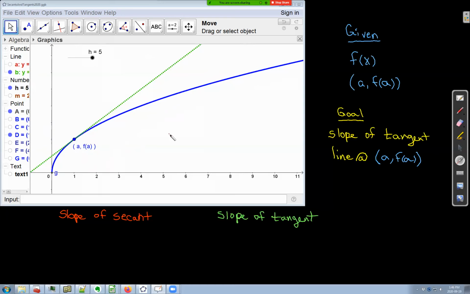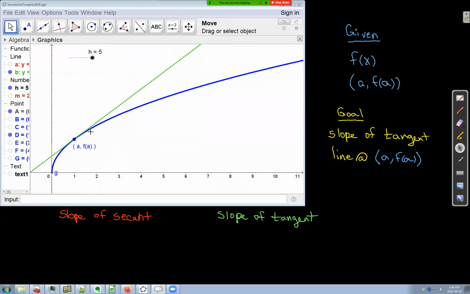So this is why Newton's idea was so revolutionary, because people before Newton said, well, I don't know how to find the slope of this green line. I only know one point. I'm stuck. So let's see what Newton did.